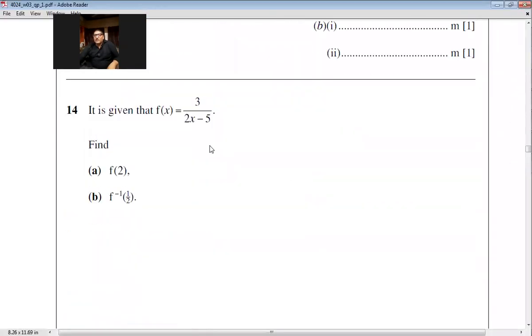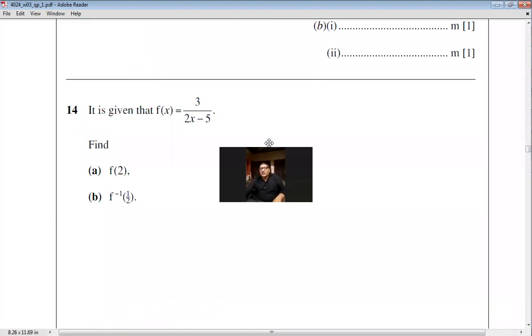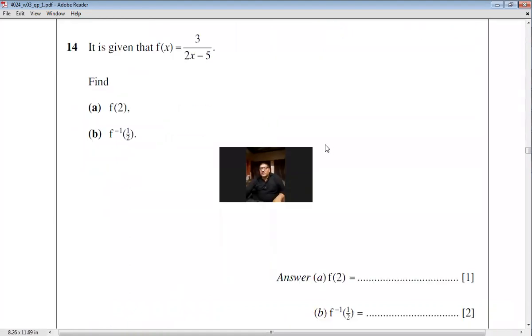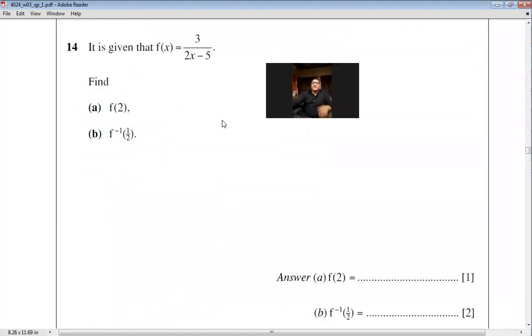So that was question number 13. Now we are going to question number 14. The first question is, a function is given here, f of x is equal to 3 by 2x minus 5. There are 2 parts. First part is find f of 2. In this formula, wherever you have the value of x, you substitute 2.